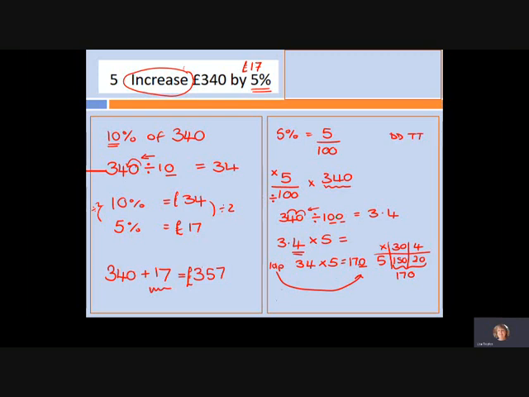So now that you know you've got 17, we complete the question. We have 340 plus 17 equals 357. See, both of those can be completed without a calculator. The one on the left is the one a lot of us do in our head already, but many students will have learnt to do it the fraction way.